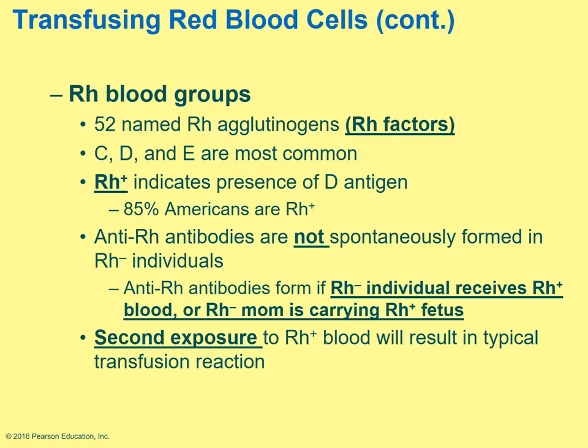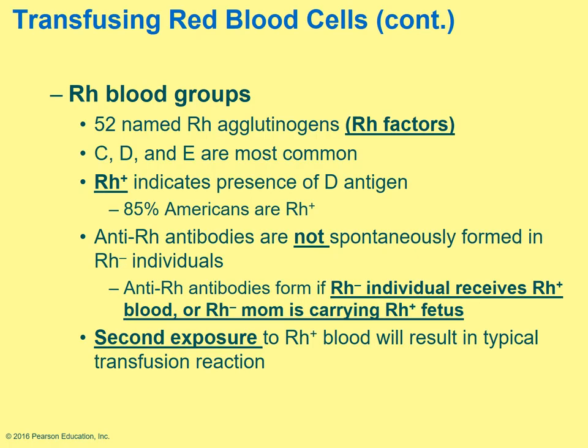Anti-Rh antibodies are not automatically made. They will only be made if an Rh negative person is exposed to Rh positive blood. That's the only time. The first exposure is not going to cause a problem. It is any second and subsequent exposure to Rh positive blood where you will have a reaction, and that's where the problem comes in.